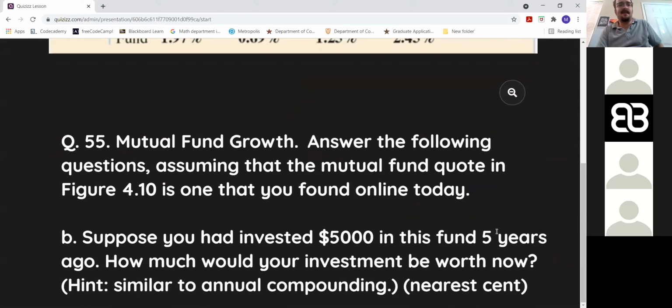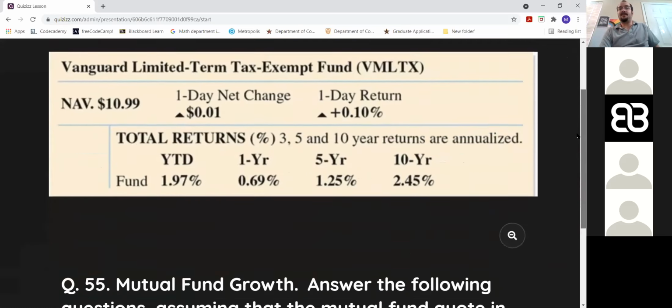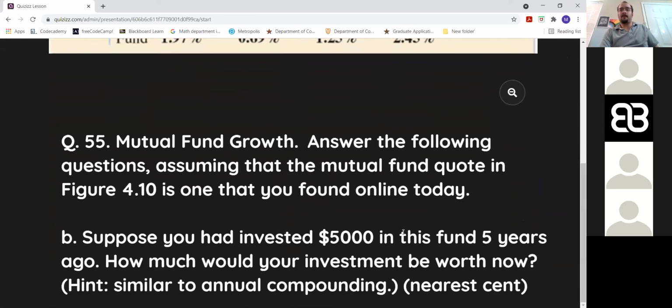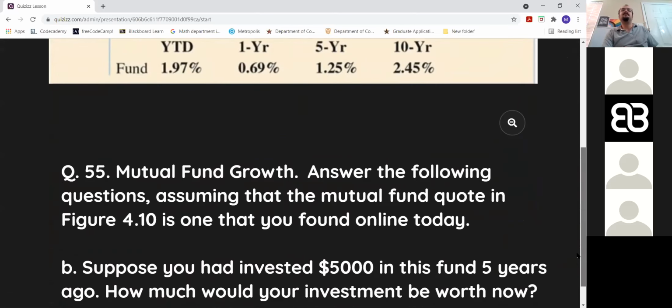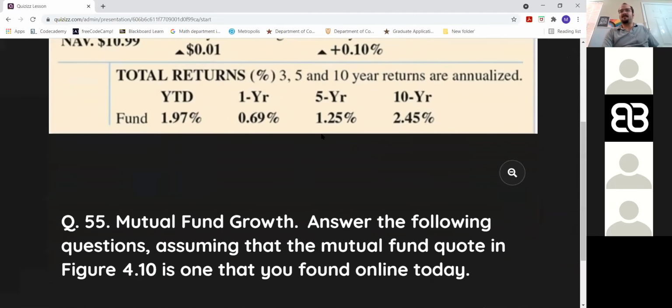Suppose you invest 5,000. How much would it be worth in 5 years? Is basically what this is asking. If I start out with 5,000, and this is sort of like my annualized return, my APR. And it's sort of like it's being compounded once per year. So that makes it maybe a little bit easier. How much will I end up with?